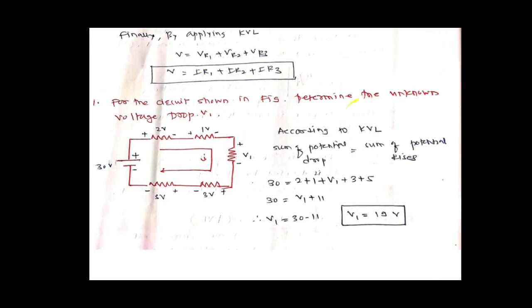So what Ohm's law is saying, the algebraic sum of all branch voltages, V1, V2 and V3, is V1 plus V2 plus V3, and it is always equal to the total voltage Vs. So finally, by applying KVL, we can find that Vs is equal to VR1 plus VR2 plus VR3, or Vs is equal to IR1 plus IR2 plus IR3.